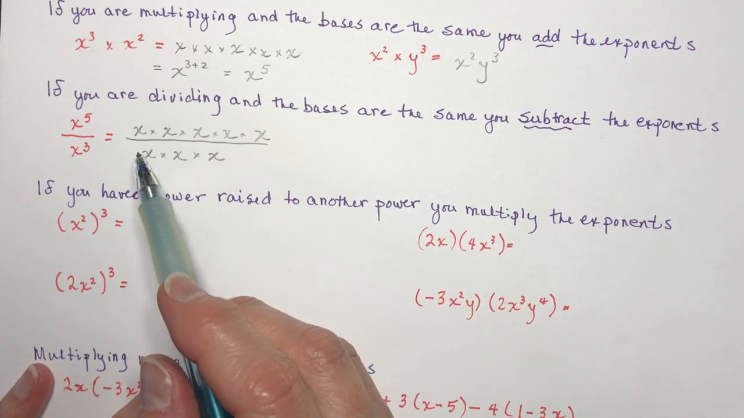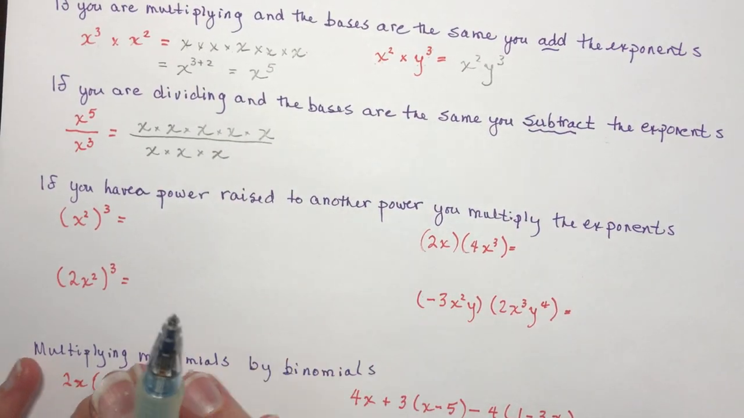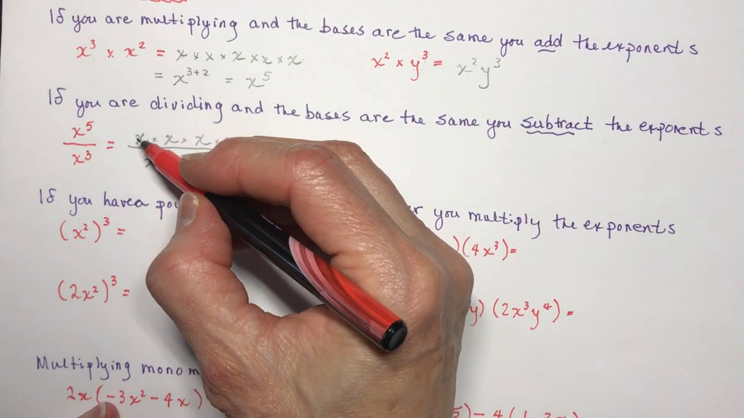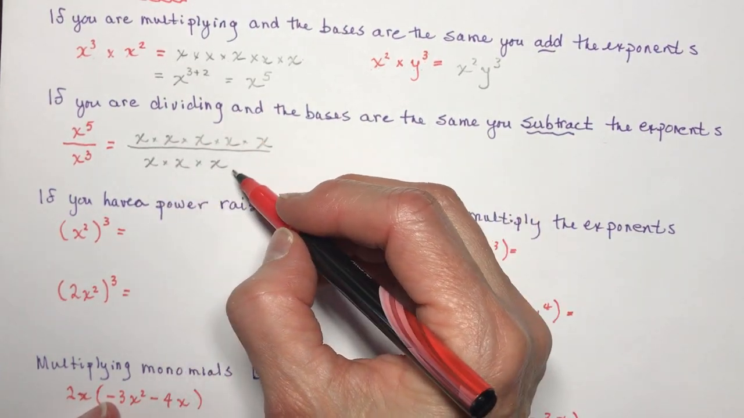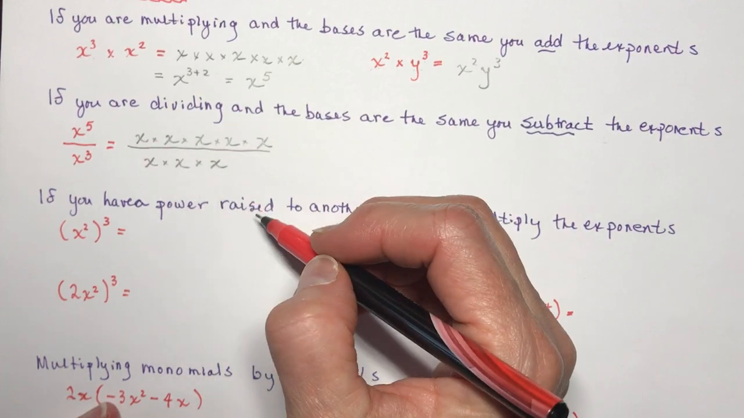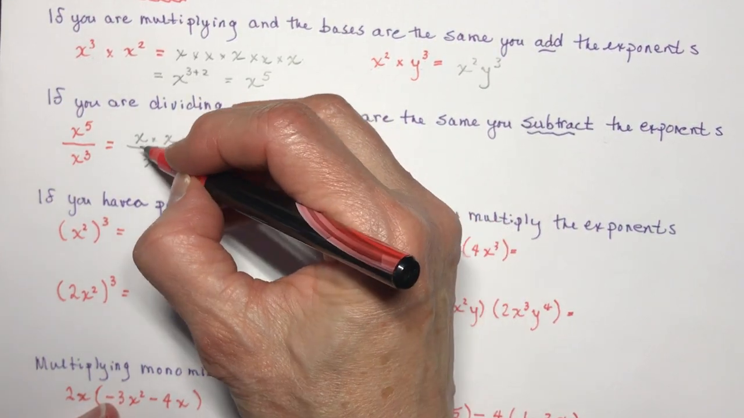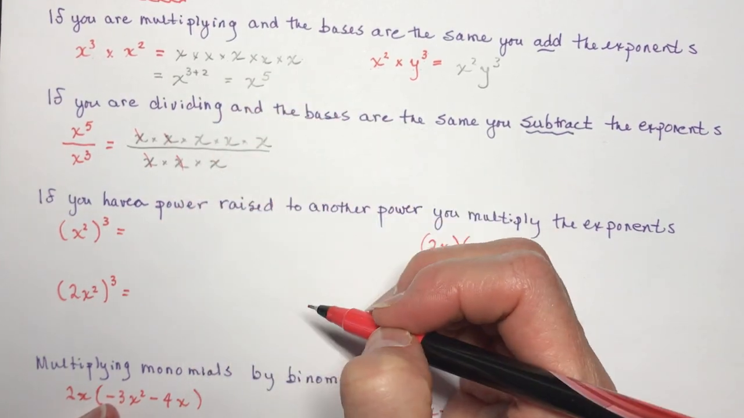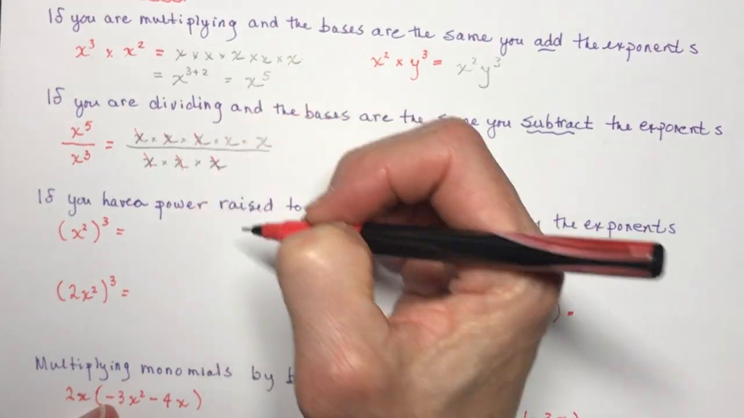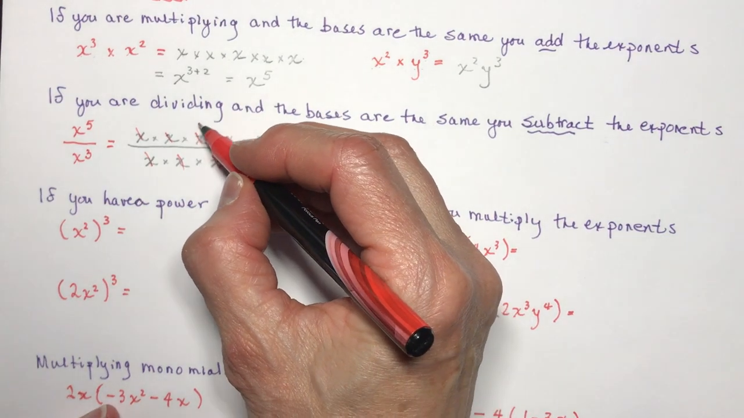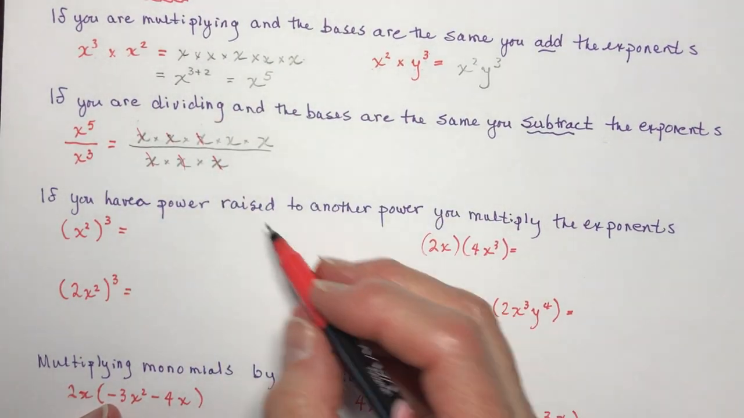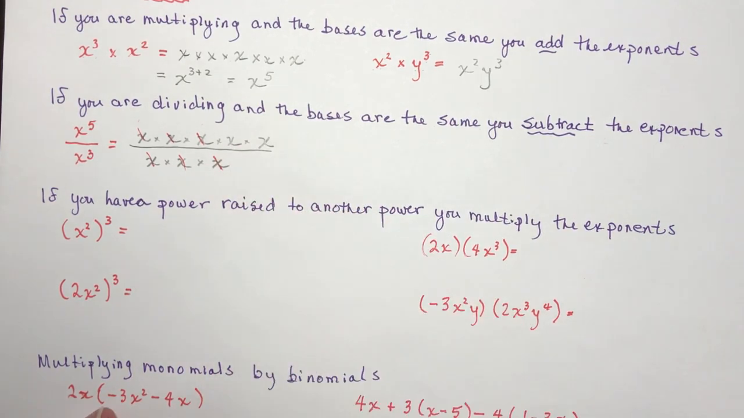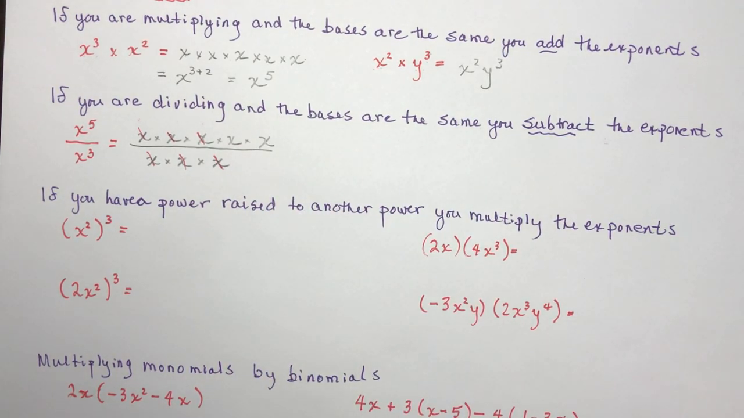So you see now I have 5 in the top and 3 in the bottom, and because I can divide these into each other, so x goes, because everything's multiplied, right? That's important. No plus signs up here. Everything is multiplied. So an x divided by an x gives me 1. This is going to give me another 1. This is going to give me another 1. So x into x goes like 1, 1, 1. And what am I left with? 1 times 1 times 1 is 1. And I have x times x is x squared.